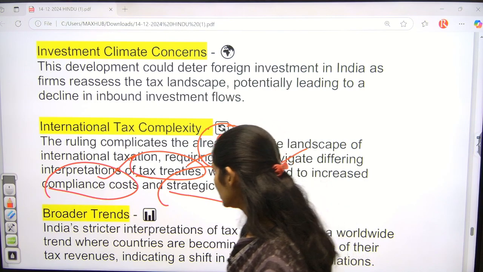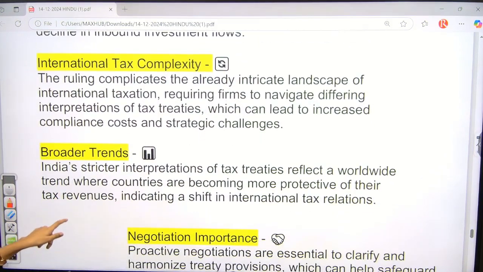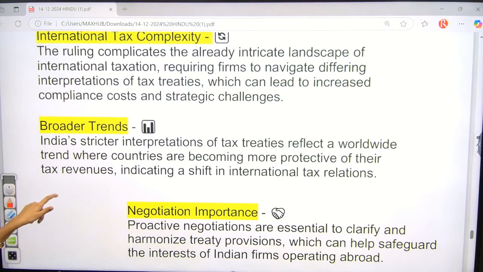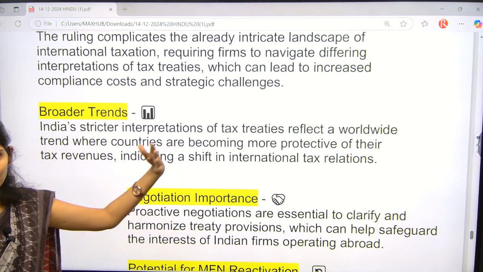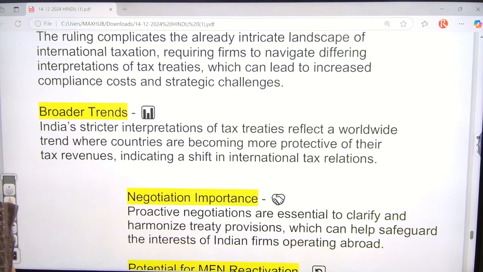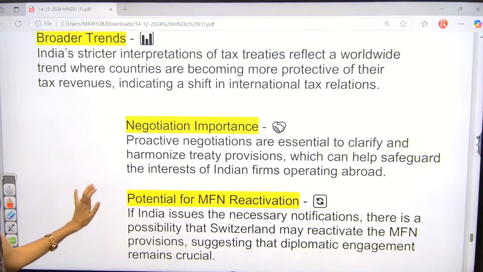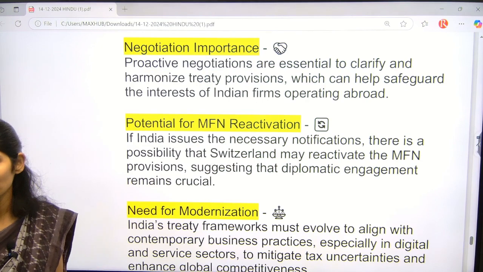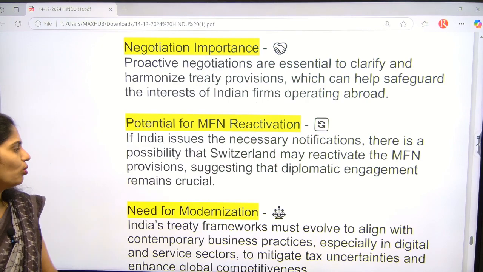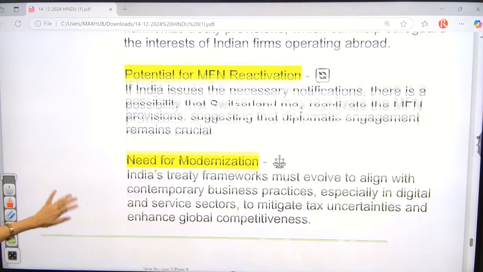And next, it will have a lot of implications worldwide as well, because it will affect taxes, it will have an impact on the shifting of international tax relations, and there will even be issues with negotiations. And we don't know when Switzerland will reactivate these most favored nation provisions towards India. Okay, so those are the things.